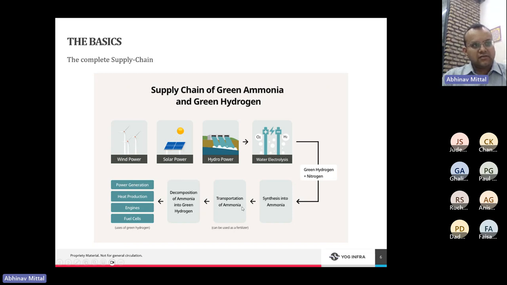So this ammonia, the transportation of ammonia, and then decomposition of ammonia into green hydrogen. These three boxes that you see are specifically applicable for a case wherein hydrogen is being transported from one place to another using ammonia as a method of storage and transportation. There are different methods of storage and transportation of green hydrogen. We will discuss that again when we move to the transportation part. This value chain assumes ammonia. And then, of course, it is used for power generation, engines, and fuel cells when it is decomposed into green hydrogen.